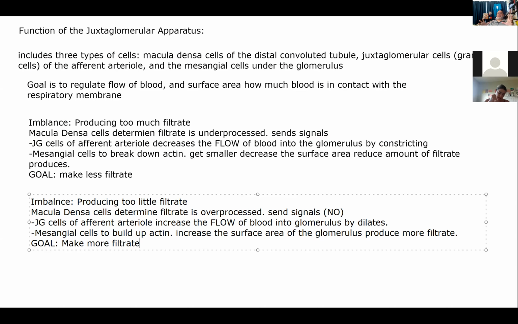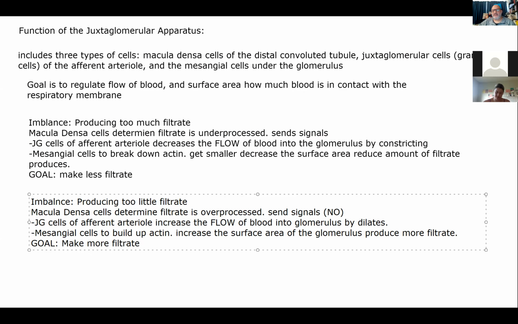Now, that being said, that doesn't mean we don't want some oversight control. And so we are going to have that oversight control, and that is going to come in the form of our extrinsic neural control and our hormones. The process we just went over again, that's part of part B, the tubuloglomerular feedback.